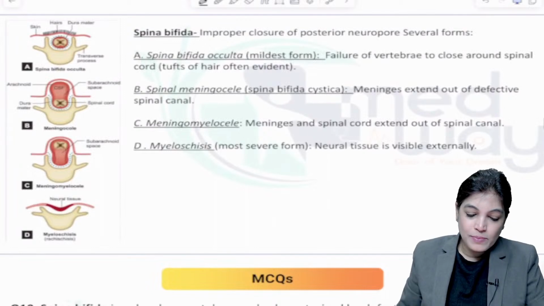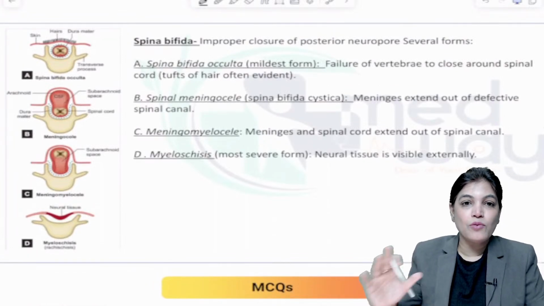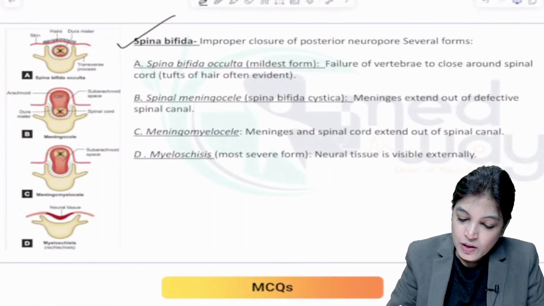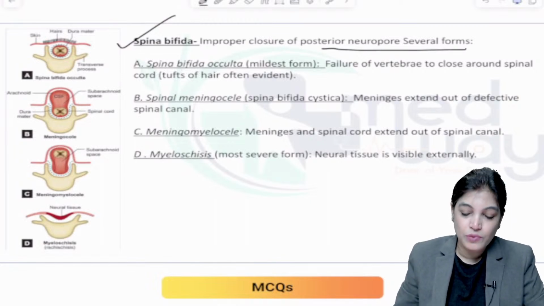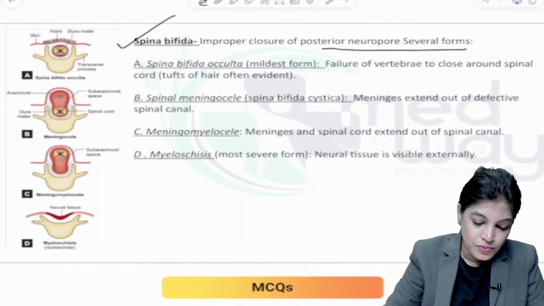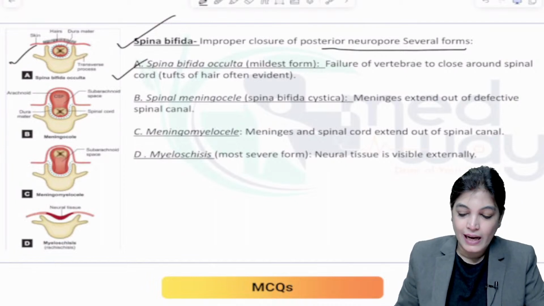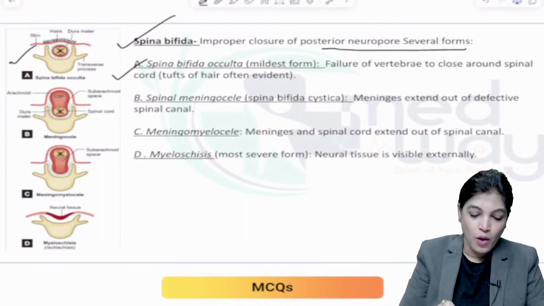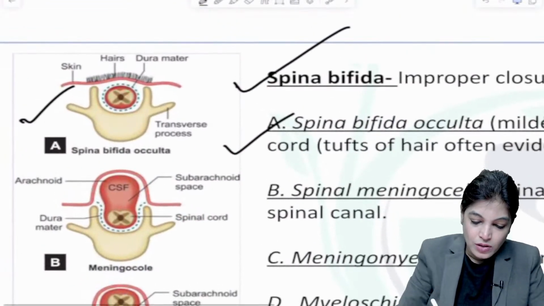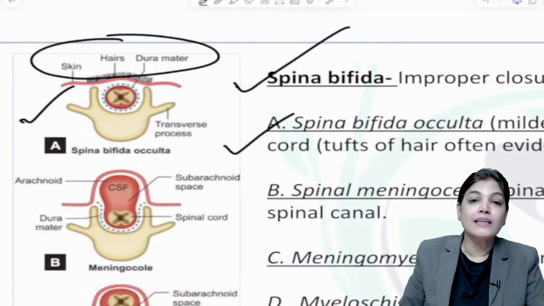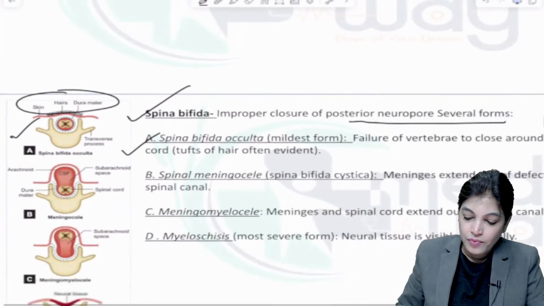Now, spina bifida occurs because of non closure or defective closure of the posterior neuropore. It can be of 4 types. The first is spina bifida occulta. This is the mildest form. The vertebra just fails to close, and hair, skin and tufts are often evident in this case.